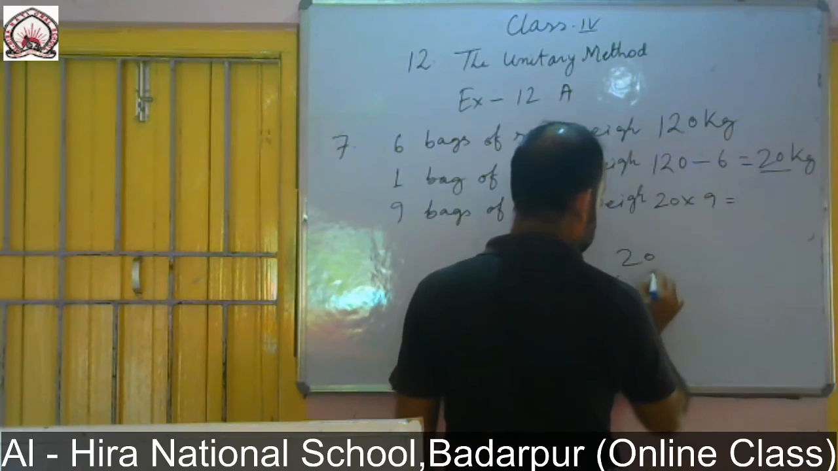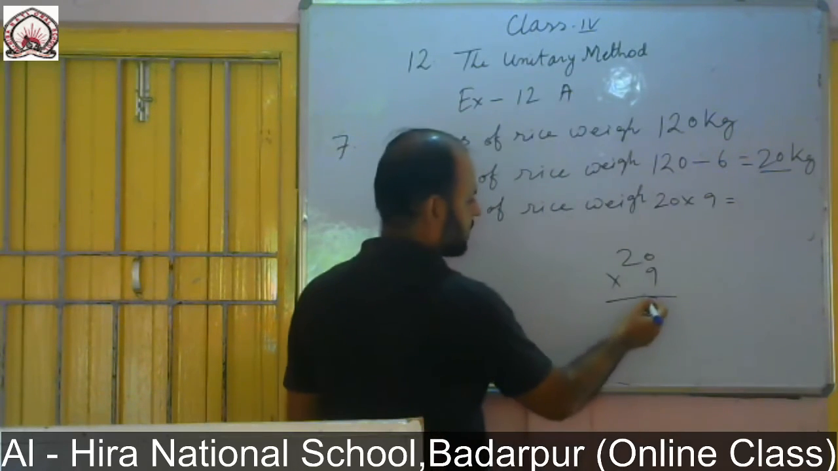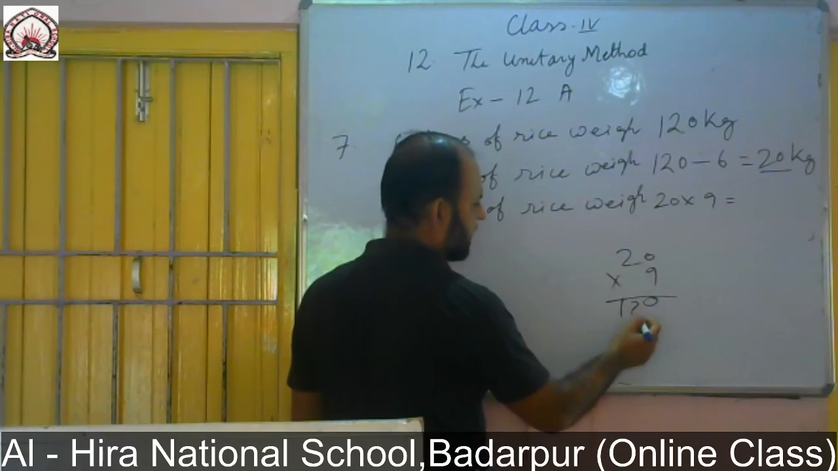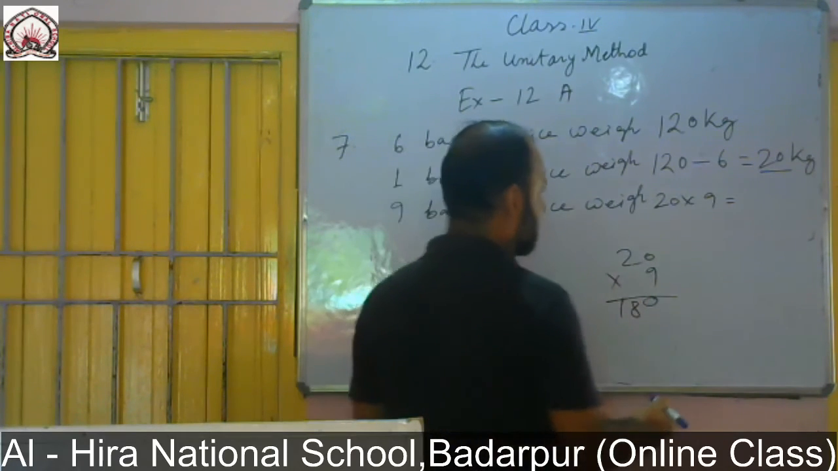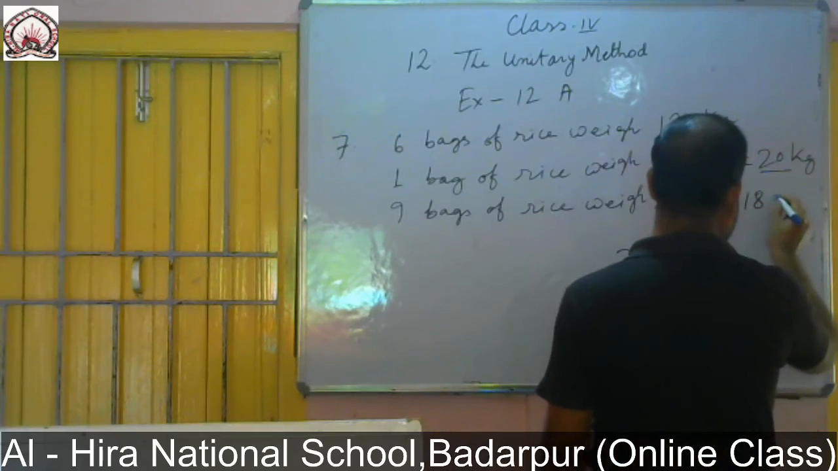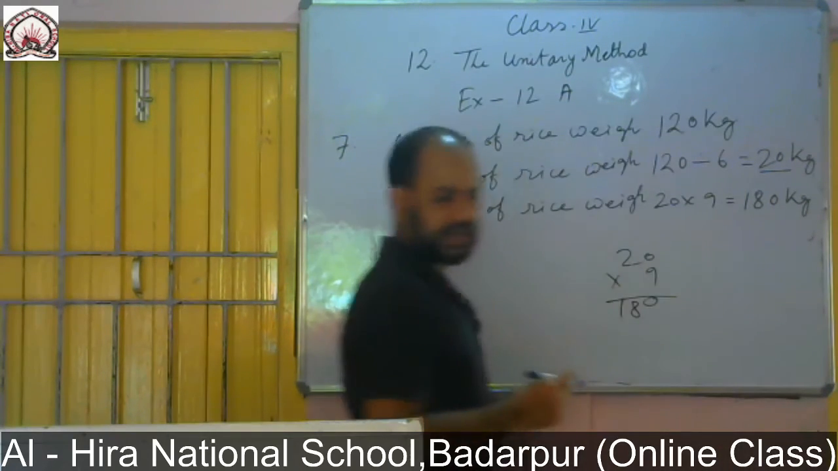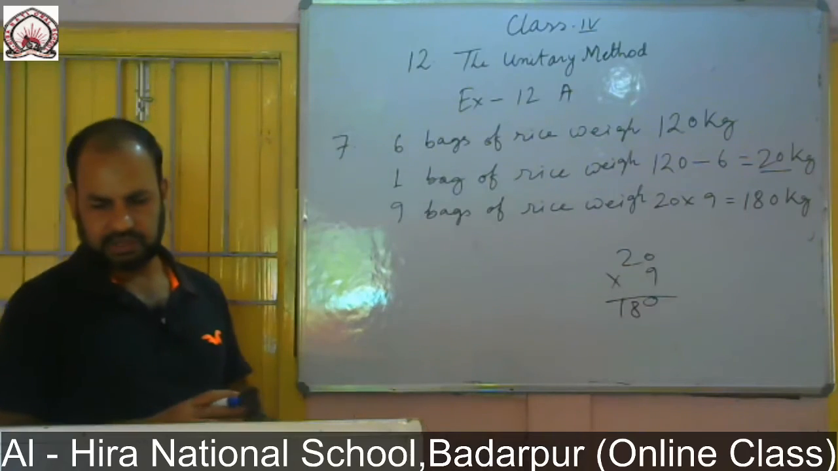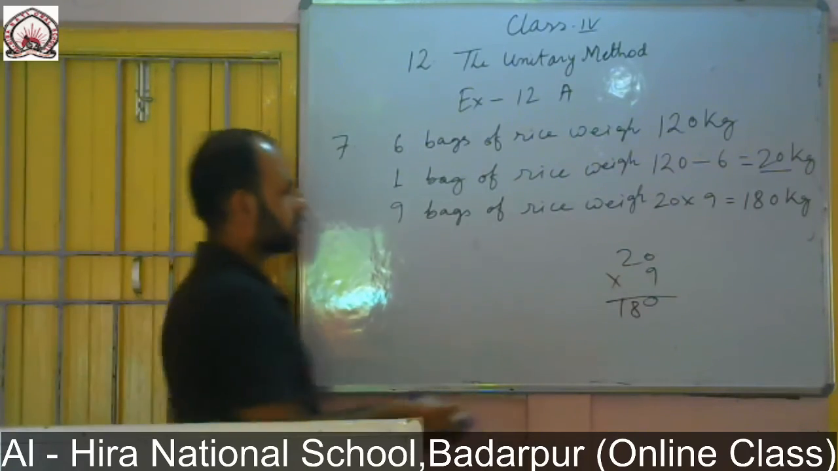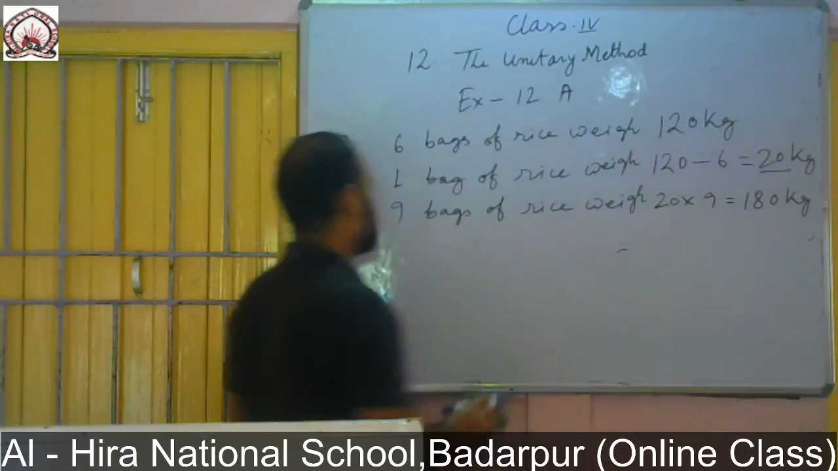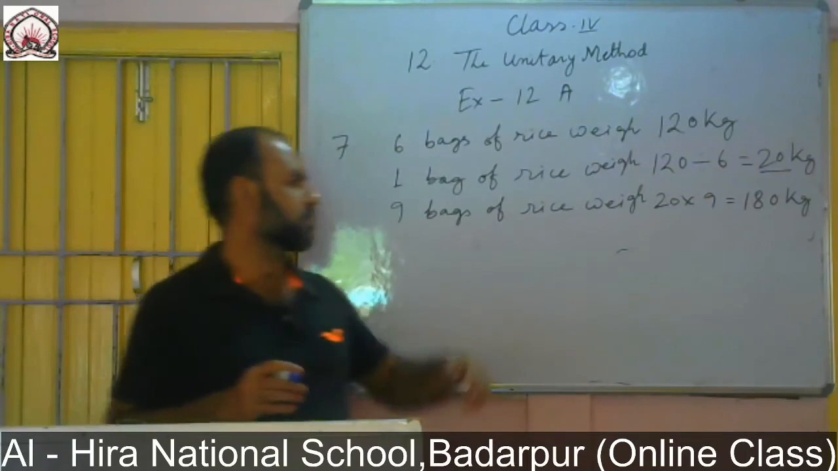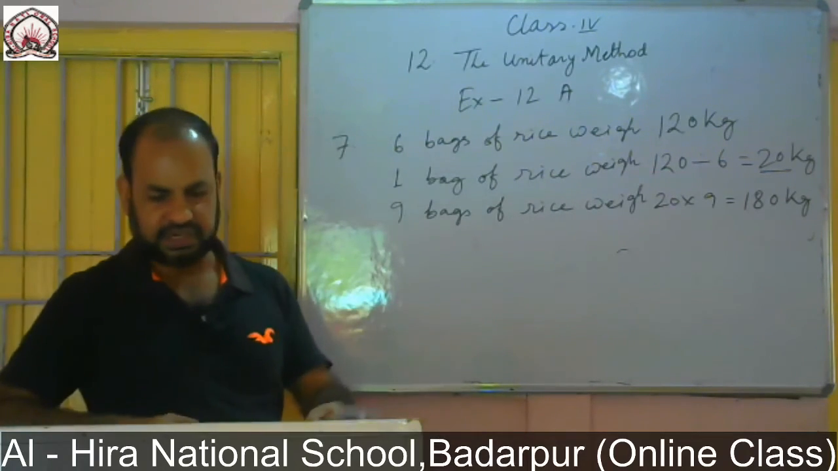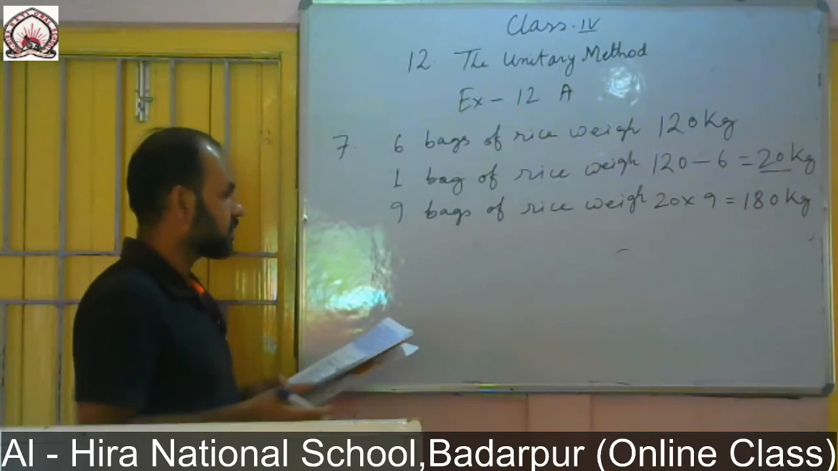So here 9 zeros are 0, 9 twos are 18. So 180 kg. 9 bags of rice weigh 180 kg. Next question number 8.